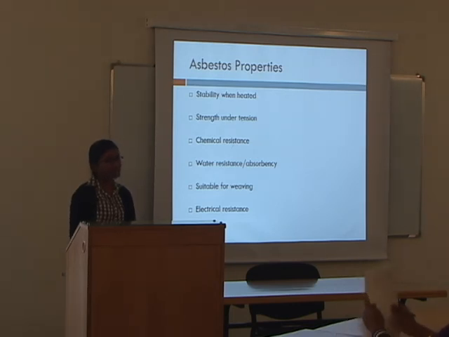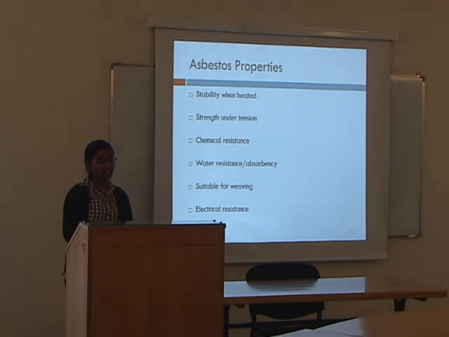And why is asbestos used everywhere? It is because it has high stability when heated. It can hold a lot of temperature, and it doesn't break when high pressure is applied, because it has high tensile strength. The chemical resistance is also very high because it is not corroded by acid and other solvents, and it has increased water resistance and absorbency. It depends on the type of asbestos.